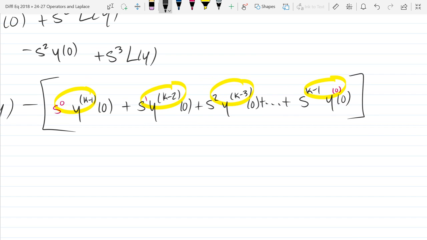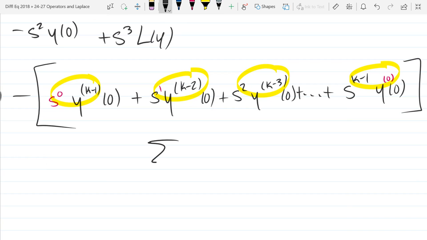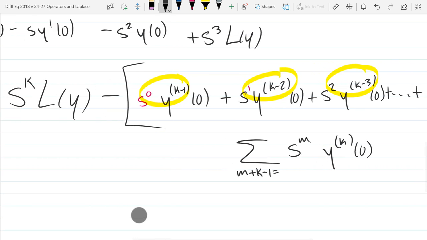So you could write something super fancy. I'll write one summation here, and then I'll erase it because you probably won't like it. So it looks like s to the m y to the k minus m. We'll just do y to the k. Oh, I can't use k.